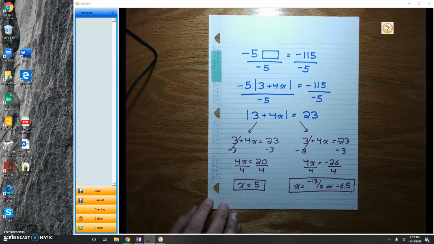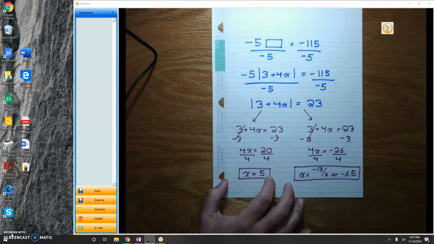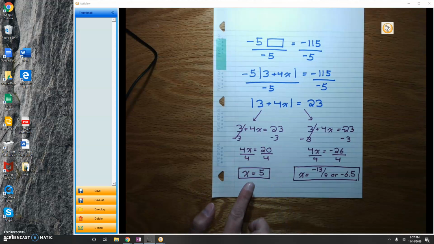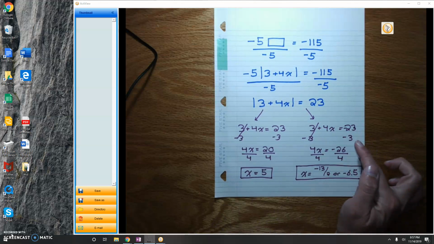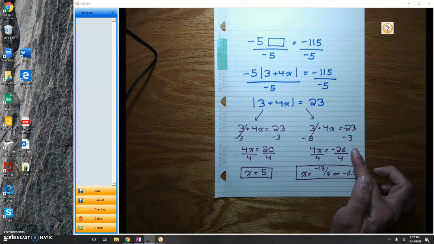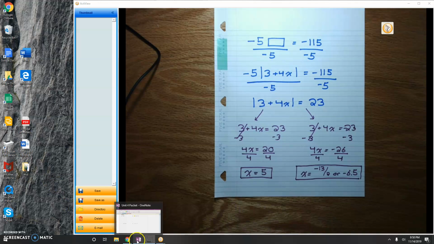All right, here are my solutions. First off, I went ahead and set this equal to positive 23. When I solved that, I had a nice beautiful answer. X is equal to 5, a nice integer answer. Now over here, when I had my negative 23, negative 23 minus 3 is negative 26. Negative 26 divided by 4, you could leave that as a fraction, negative 13 over 2. Or if you wanted to be decimal, you could have left that as negative 6.5. So those are my two answers. We have two more examples to look at.